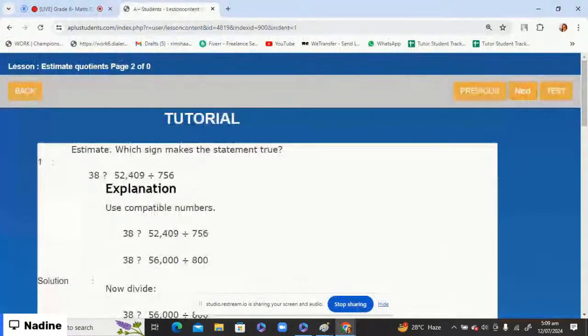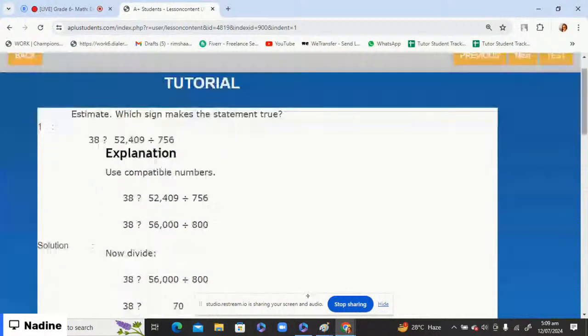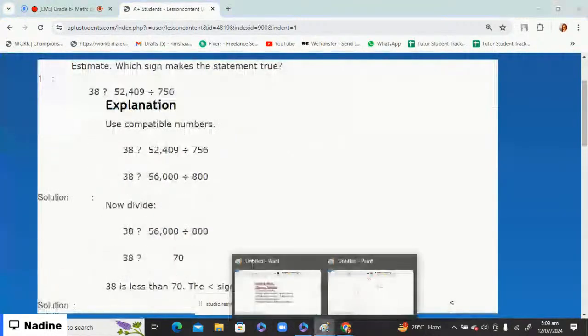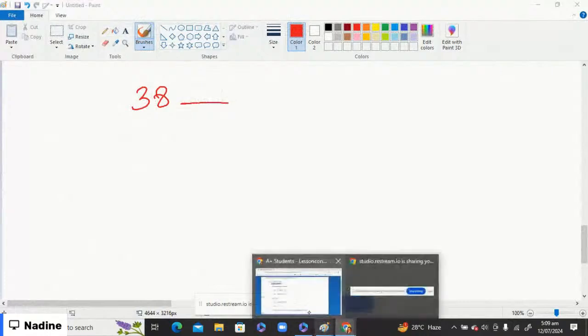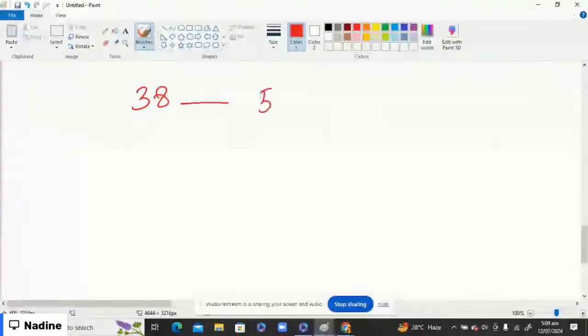So here is the question, that is 38. Let me just put it out: is it equal or not? Okay, so here is 52,409 divided by 56.